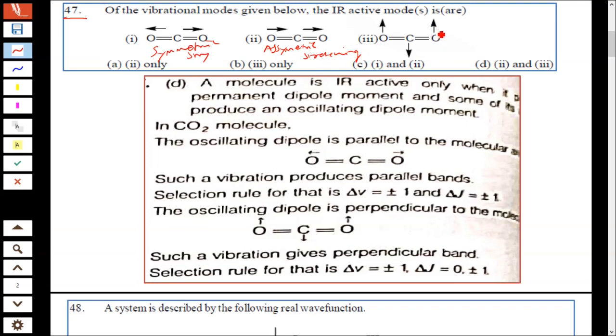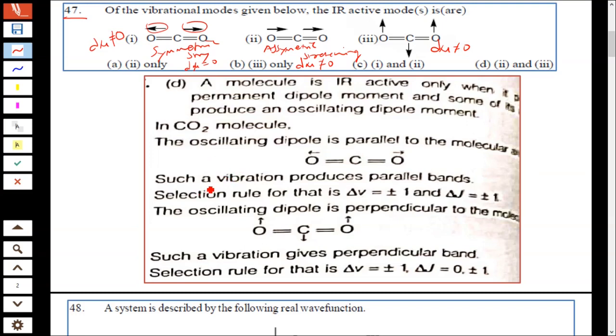For IR activity, the change in dipole moment, d mu, should not be equal to 0. Here you see in molecule 1, the dipole moment is equal to 0 because these two dipoles are equal, so the dipole moment is 0. Here the dipole moment is not equal to 0. Here also the dipole moment is not equal to 0.